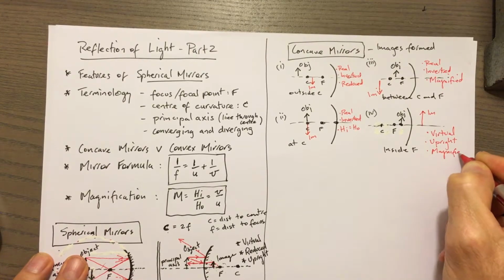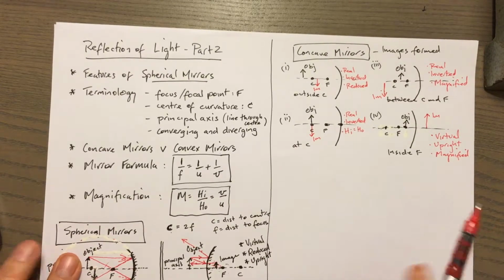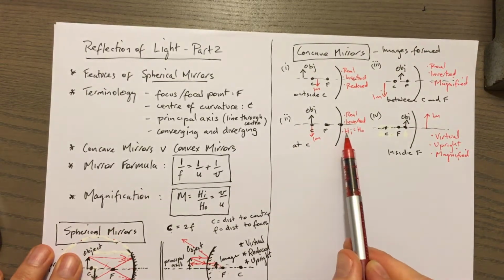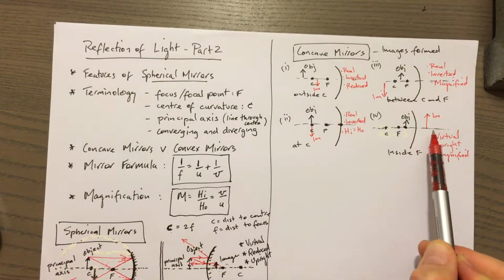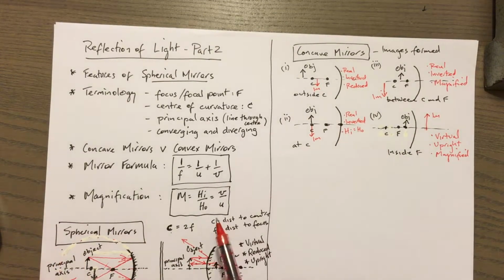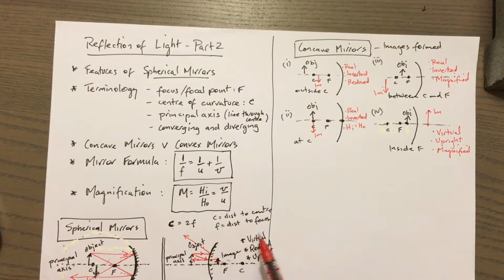One of our jobs in answering some of the problems in the textbook will be to draw these diagrams, draw a ray diagram to get an idea of where the image is, but then on top of that to use these formulas here to actually calculate the location of the image based on where the object is.